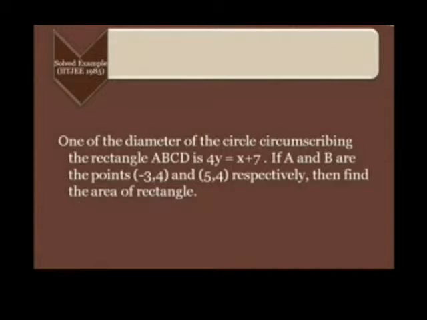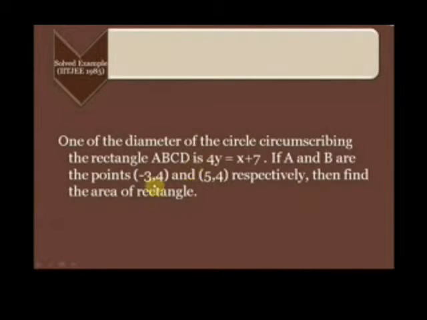So students, once again it's time to solve an IIT problem. It appeared in 1985 and it says that one of the diameters of the circle circumscribing the rectangle ABCD is 4y equal to x plus 7. If A and B are the points minus 3, 4 and 5, 4 respectively, then find the area of the rectangle.